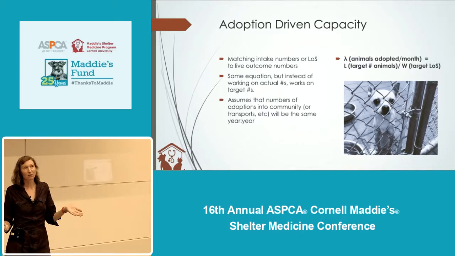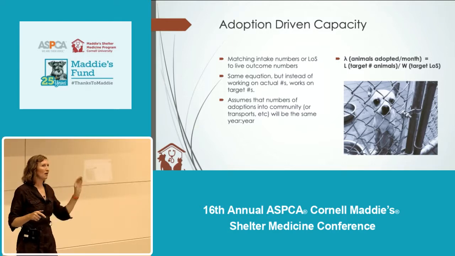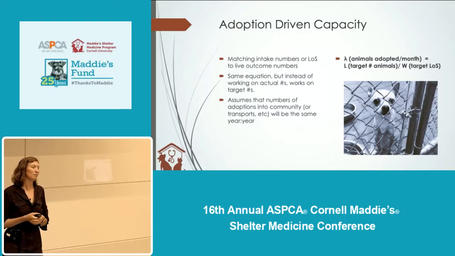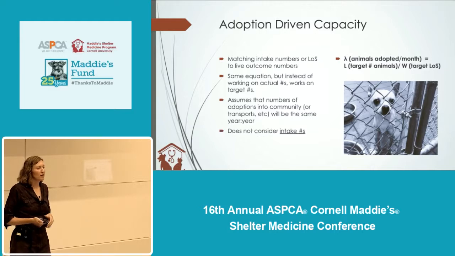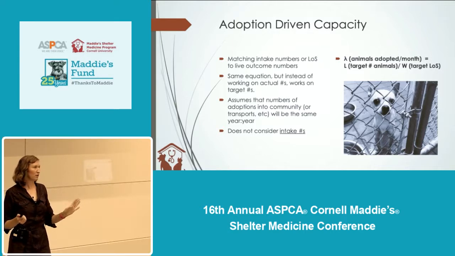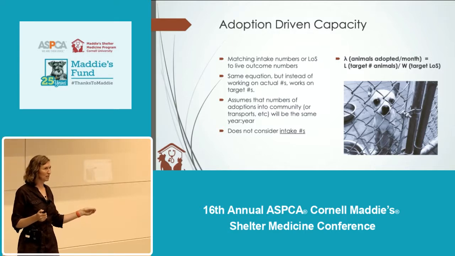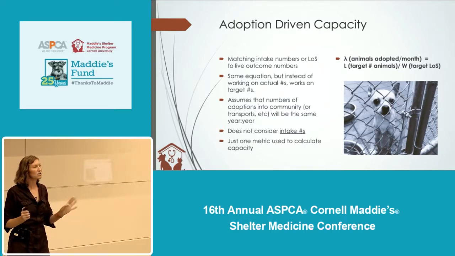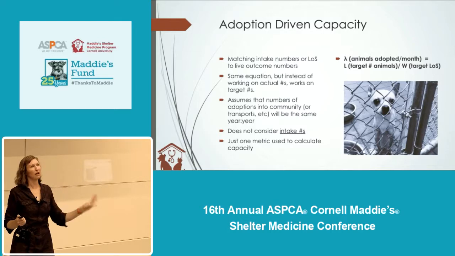Or I like to do outcome-driven capacity, but that gets a lot more complicated because there are a lot more little wiggly bits, like strays, going back home, euthanasia, and all those types of things. But you can do an outcome-based capacity as well. It doesn't take intake numbers into account at all. You just want to put that out there. So if you're confused about how you use your intake numbers for adoption-driven capacity, you don't. It's just one metric, and I would recommend calculating all of these things.